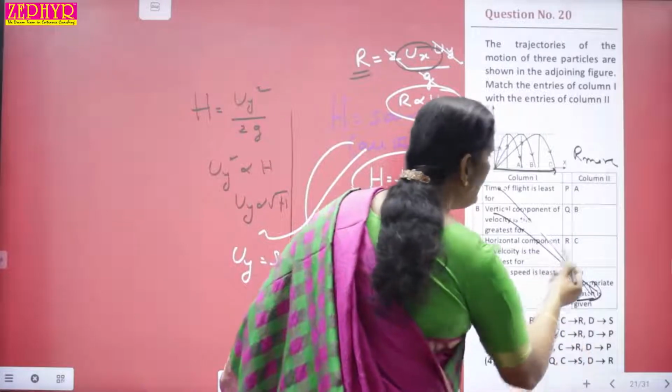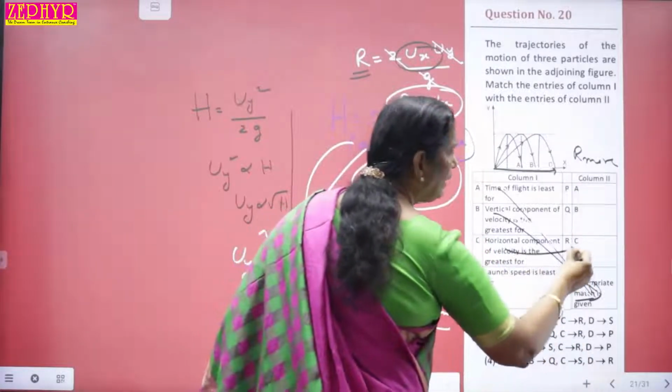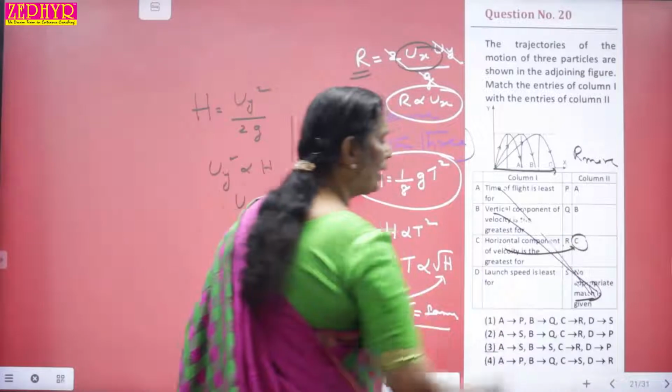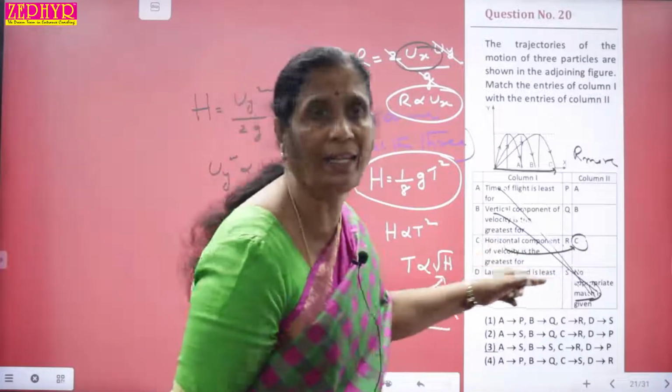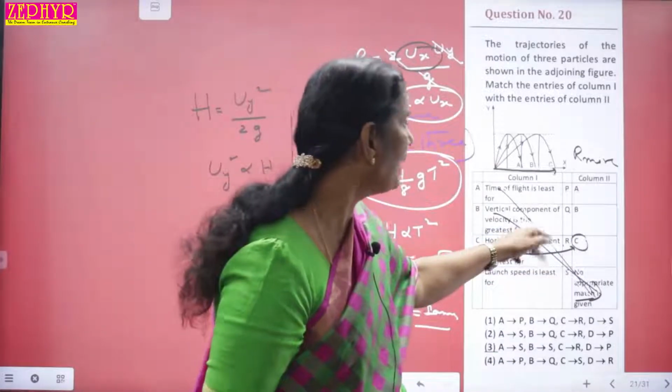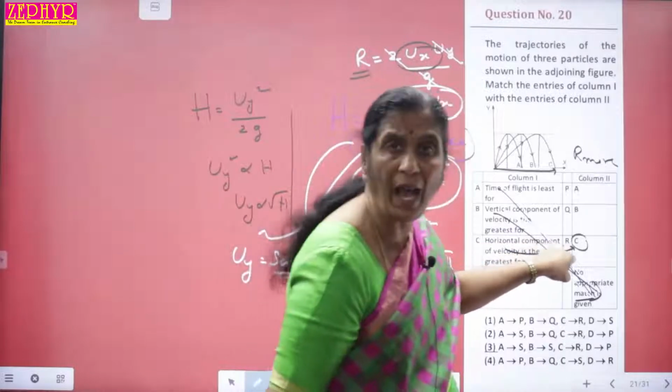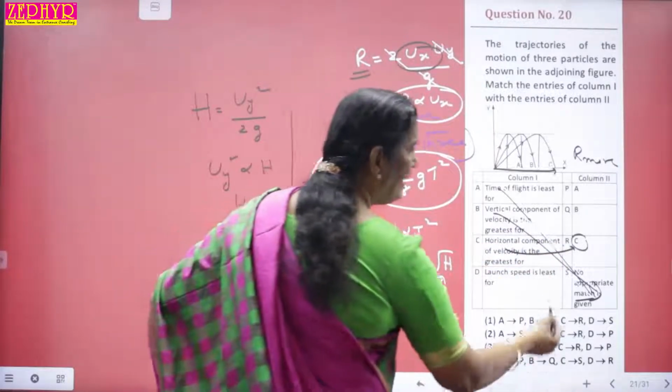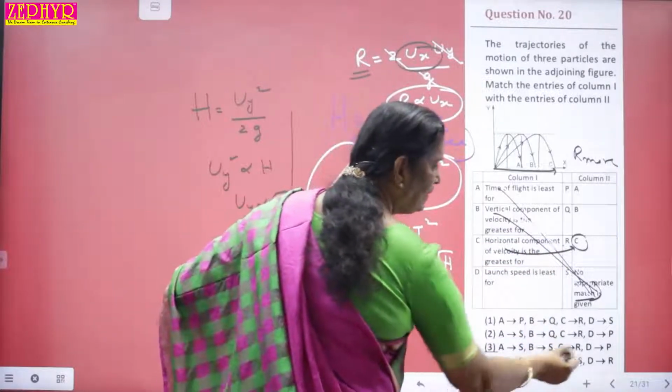So C means our C that is to R. So your third will go to R. C, but that choice is labeled R. So R is the answer.